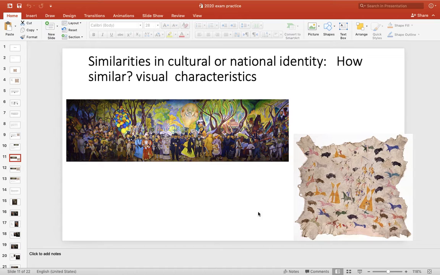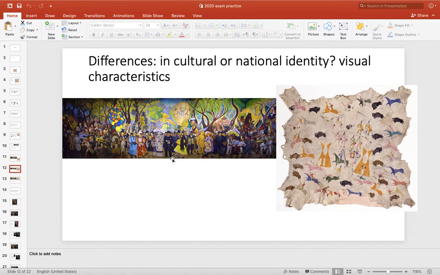So the similarity: these are both about national identity. This is about the Plains Indians of Wyoming. This is about Mexico. So they both deal with national identity. How are they similar? They both talk about the past. This one talks about hunters and buffalo and teepees. This one talks about the Mexican Revolution, the conquest of the Spaniards, and the dictatorship of Diaz. So they both look at the past.